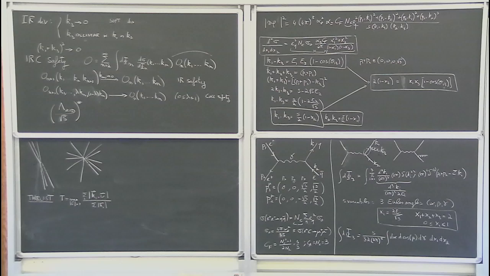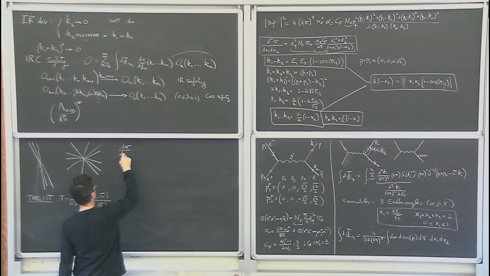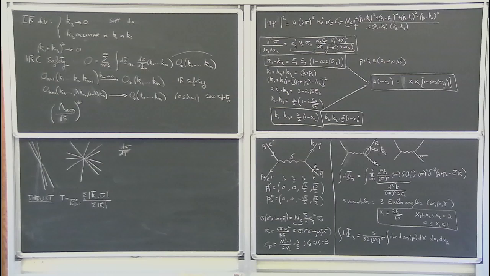And that means you need to integrate over... So what I'm looking at here, just one step back, is the distribution in thrust. Imagine you do that experimentally, right? You take all the events from LEP. For each event, you can measure thrust, and I'm just binning the distribution. So we're really looking at d sigma over d thrust.